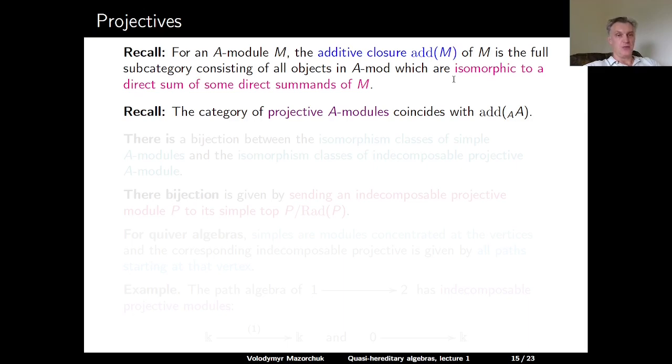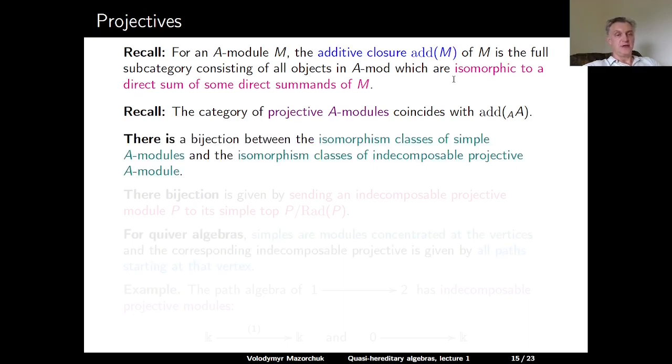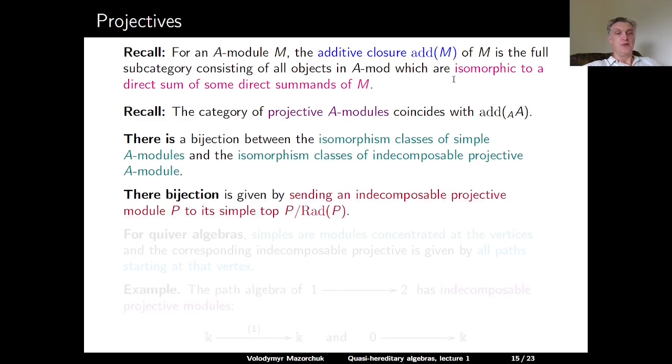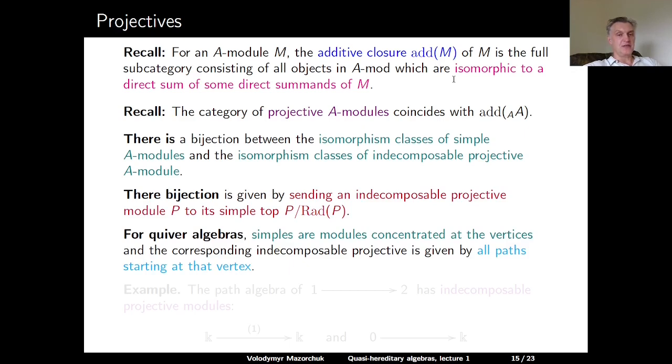left regular A module. And in particular, there is a bijection between the isomorphism classes of simple A modules and the isomorphism classes of indecomposable projective A modules, which is given by sending an indecomposable projective module P to its simple top, given by P modulo the radical of P. For quiver algebras, simple modules are concentrated at the vertices, and the corresponding indecomposable projective is given by all paths which start at that vertex.